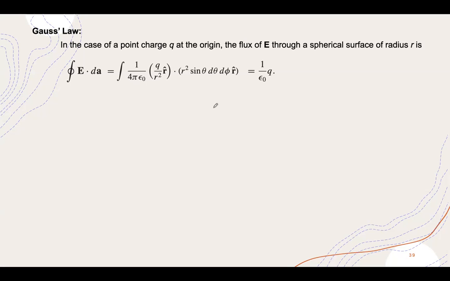Okay, so what that means is that evidently the flux through any surface enclosing the charge is given by q over epsilon naught. So this is the definition of flux which we developed, and this we call Gauss law.